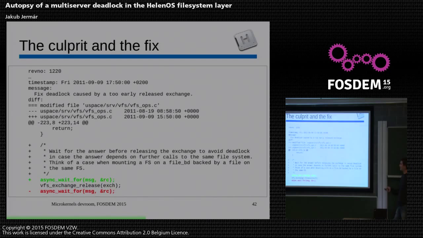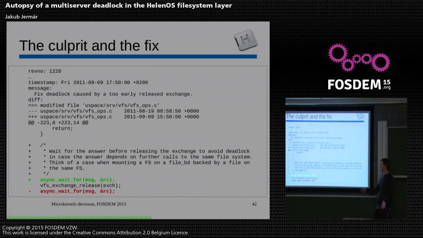If you look at the revision following mainline revision 1219, revision 1220, obviously this is the fix, and it also reveals the real culprit. Before, just pay attention to the two last lines. We do VFS exchange release followed by an async wait for. The first one, VFS exchange release, corresponds to making the IPC connection available for further use. And async wait for, as the name suggests, means waiting for the message. So what we had been doing before the fix was first saying, okay, this IPC connection is available for anyone who is interested in it, and now we will wait for the answer to that VFS out mount message.